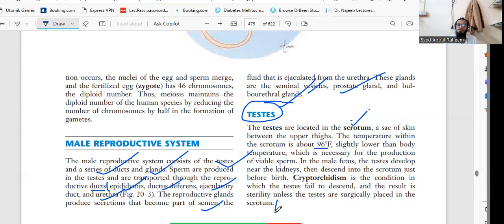The testes will descend into the scrotum. After birth, you can notice that. But in some male babies, the testes do not descend into the scrotum. They stay there only. It may be a congenital defect, a birth defect, or some other reason. But after birth, the doctors will surgically place them into the scrotum.